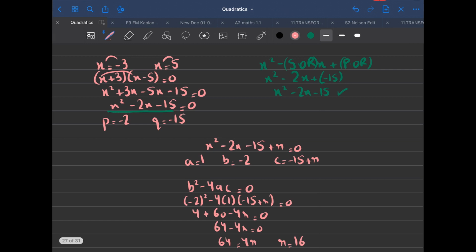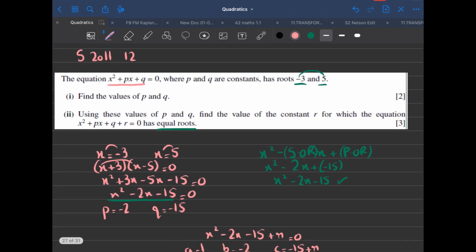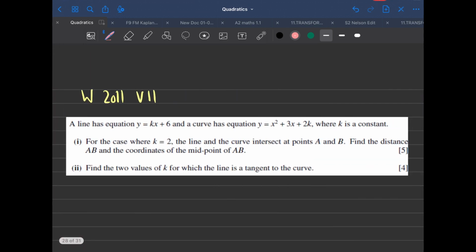Let's move to the next question. So in this question, we learned this trick, right? Let's move to the next question. So a line has this equation and this equation. They intersect at points A and B. And we know the value of k is what? 2. So let's plug in 2.